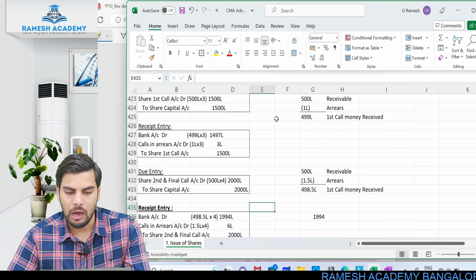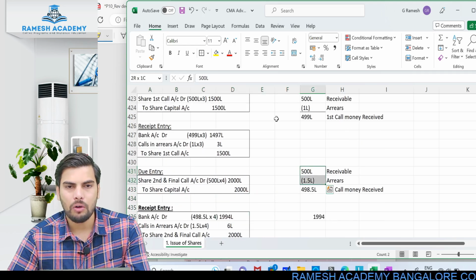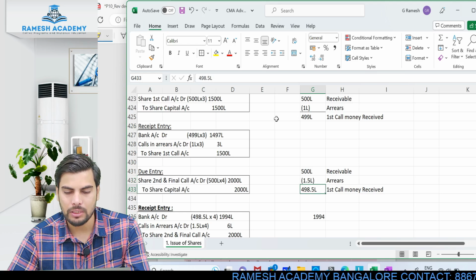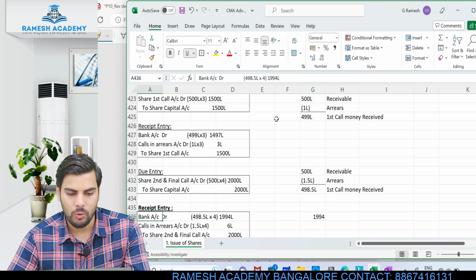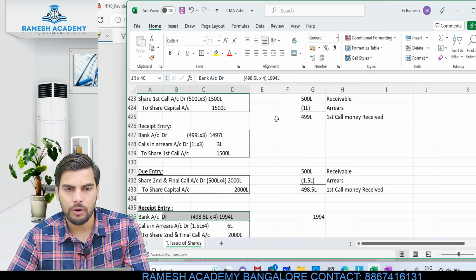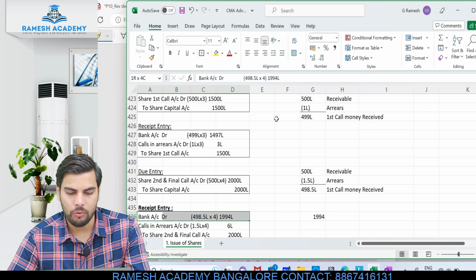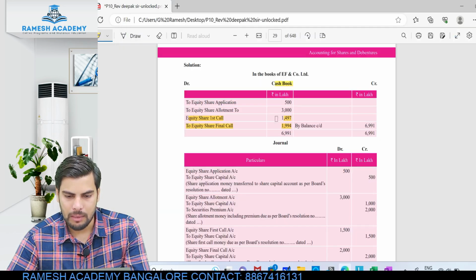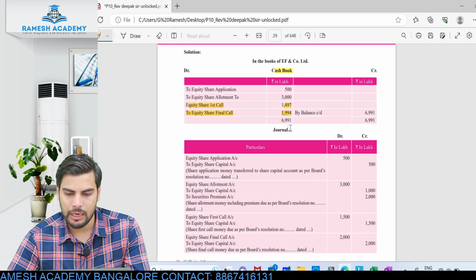And here, out of 500 lakh, for 1.5 lakh I did not receive the second and final call. So effectively I would have received the amount only on 498.5 lakh. So bank account debit 498.5 lakh into 4, that would be 1994. Is this clear? The same figure has been given in your material, 1994.